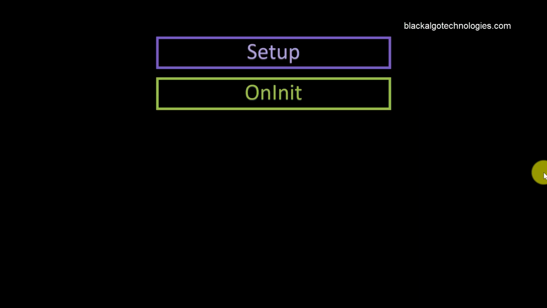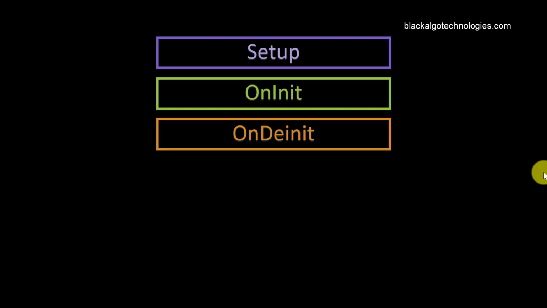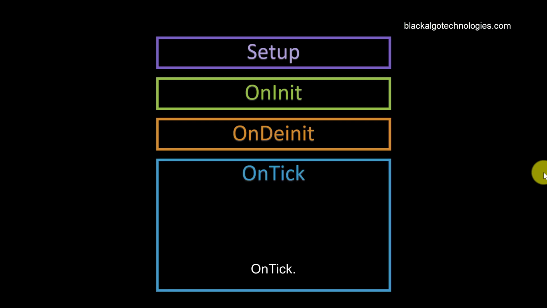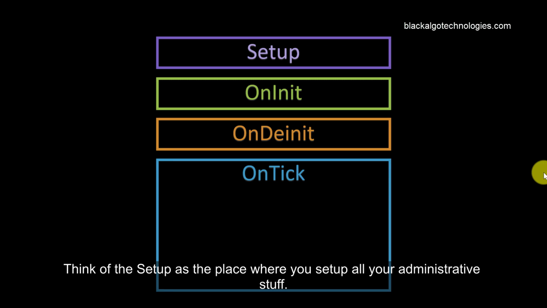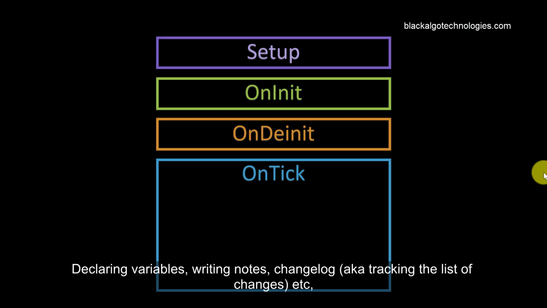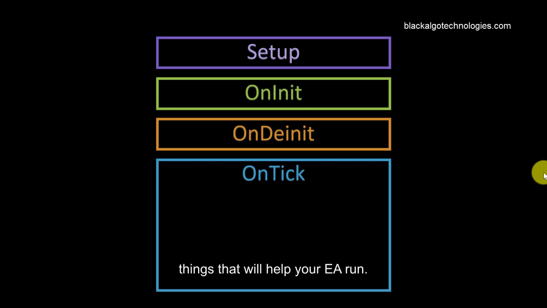Let's talk about the structure of an EA. And note that we are talking about the code structure of an EA. There are four main parts to this: the setup, the on init, on deinit, and on tick. Think of the setup as the place where you set up all your administrative stuff. So declaring variables, writing notes, your change log, and things that will help your EA run.